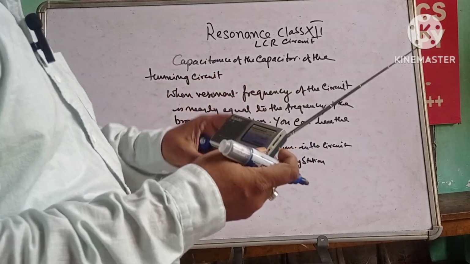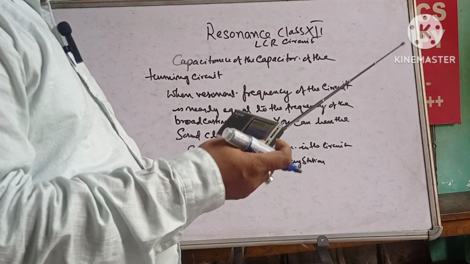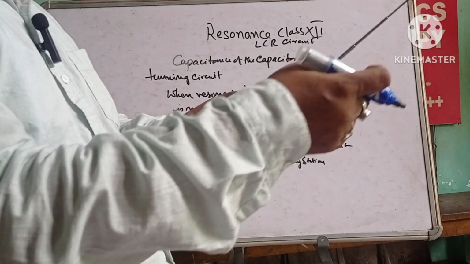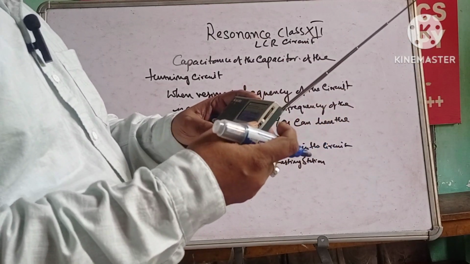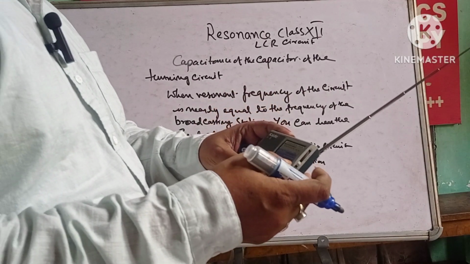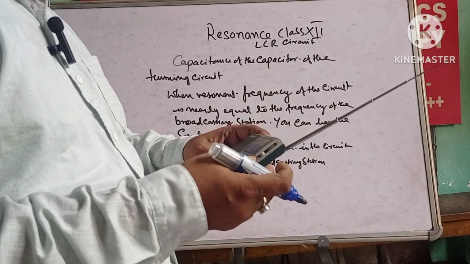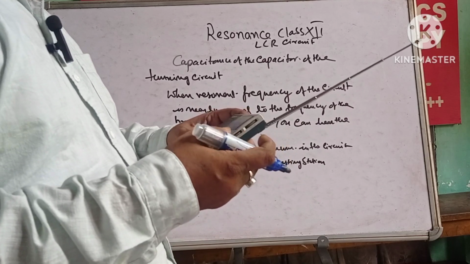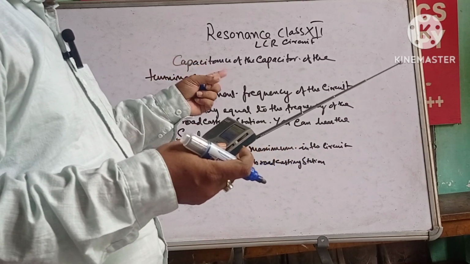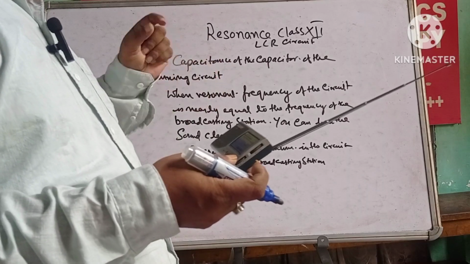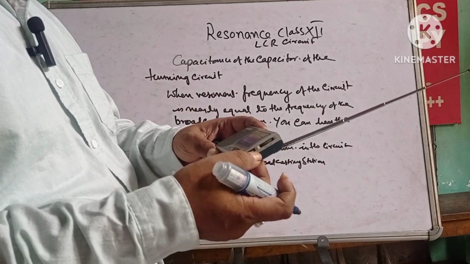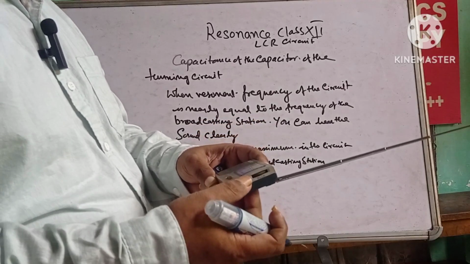That means at this frequency of this broadcasting station, your current in the circuit is maximum. So this is how the LCR circuit works in a radio receiver.